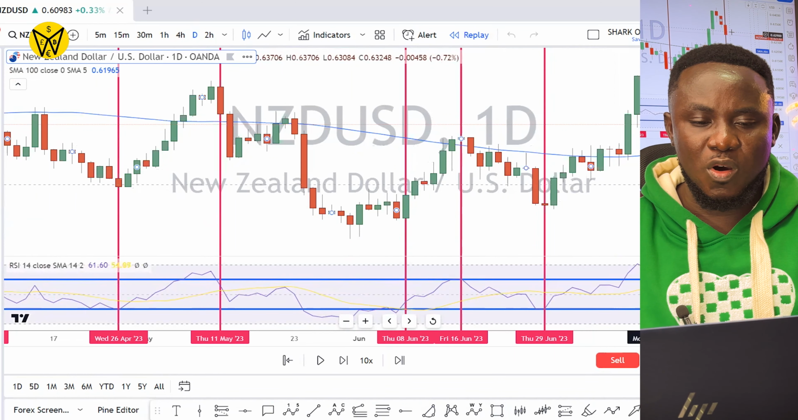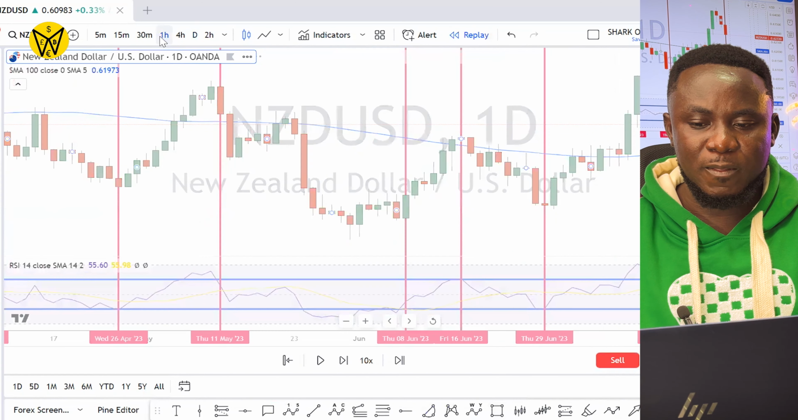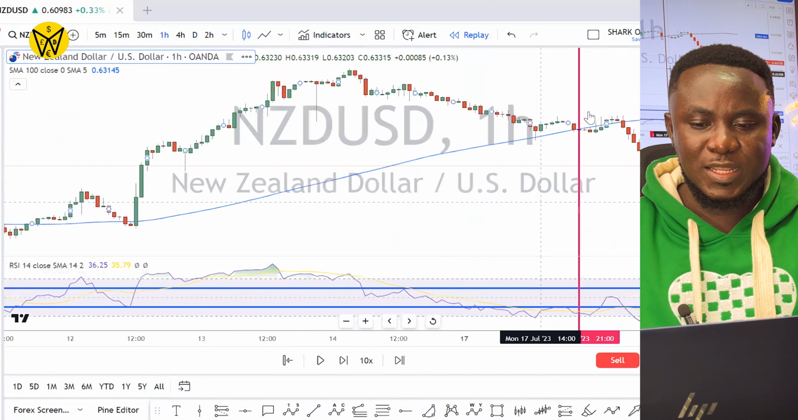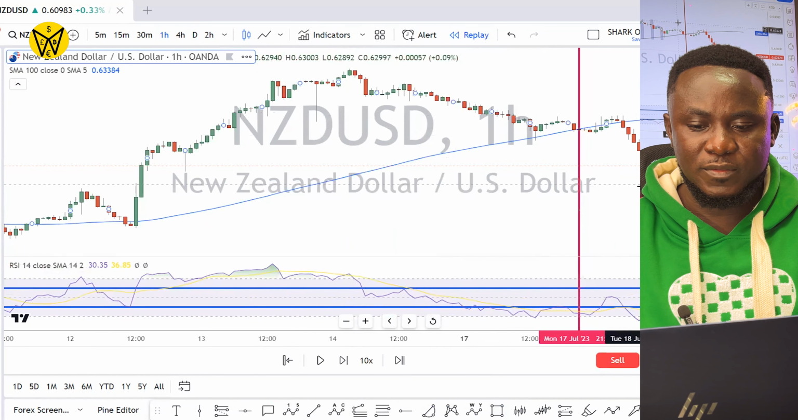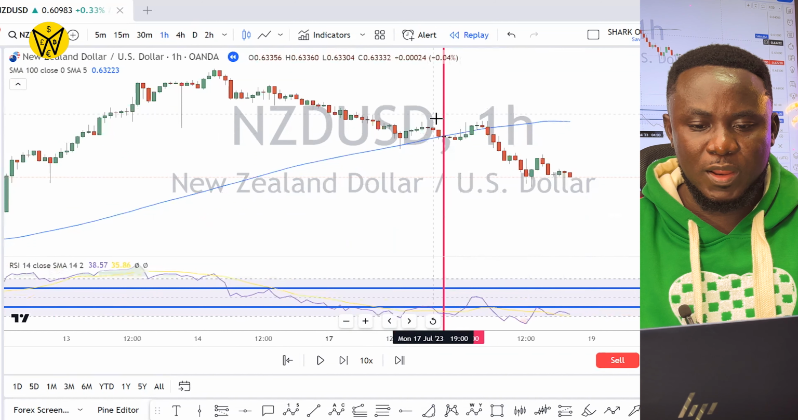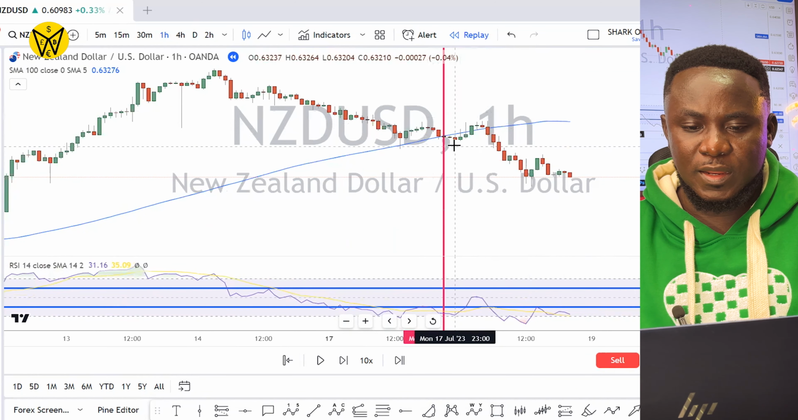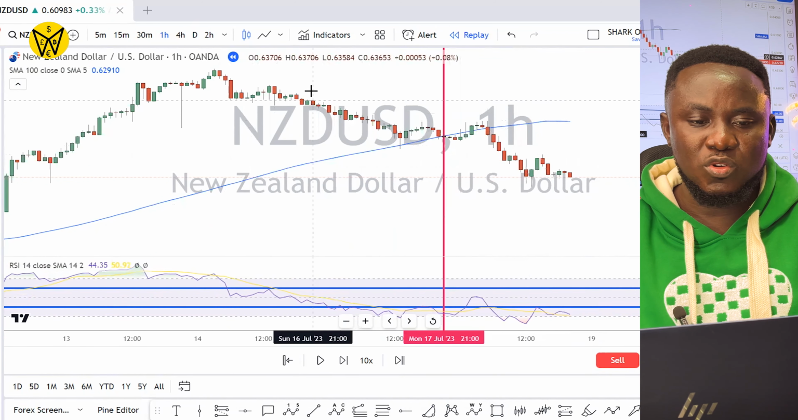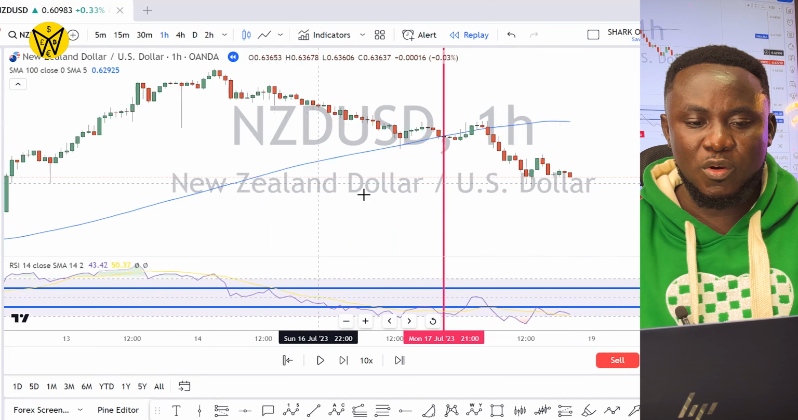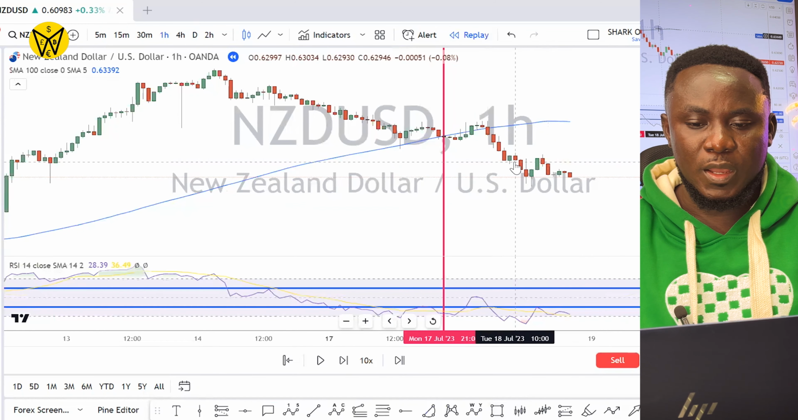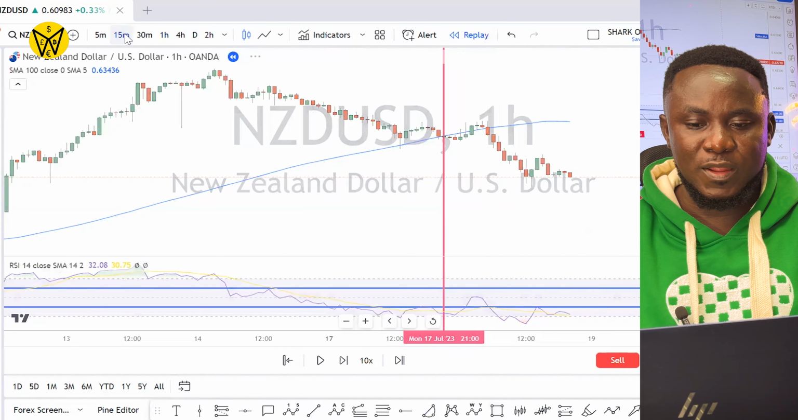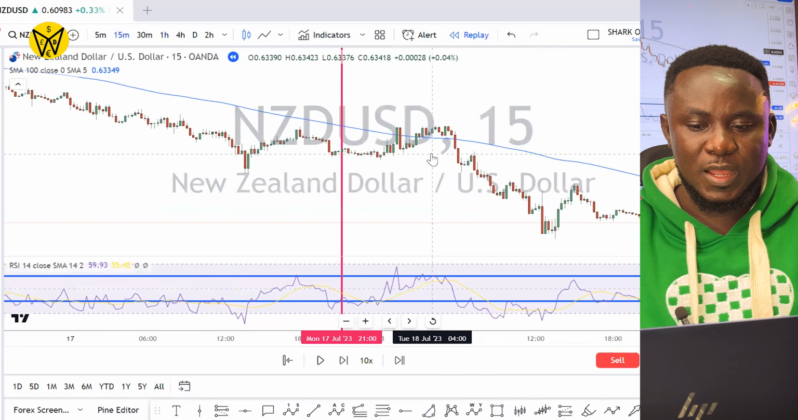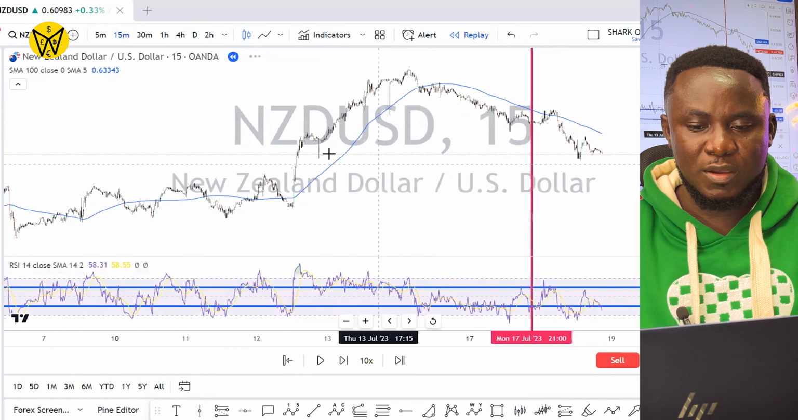So then you go all the way to the 1 hour. You can see that this was where we had the crossover, the 1 hour crossover. Then we had the price also break below the 100 moving average. So you just be looking for what we call the classical chart patterns on the 15 minutes time frame. And there you have it.